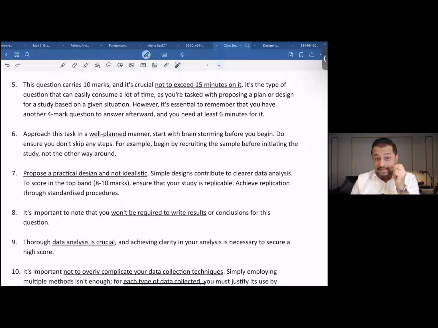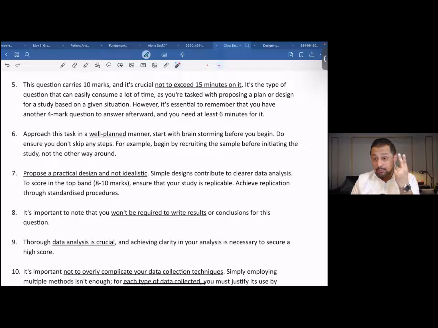This question carries 10 marks, and it is crucial not to exceed 15 minutes on it. It's a type of question that can easily consume a lot of time, and you're tasked with proposing a plan or design for a study based on a given situation, right? So one, cater to all the requirements of the question.